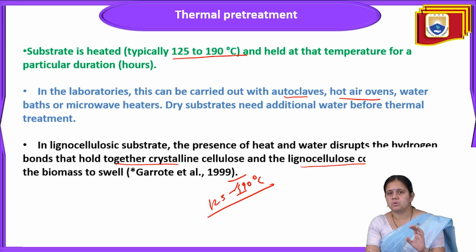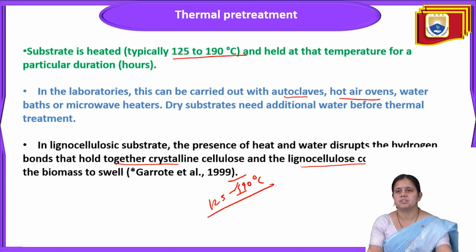So these are the instruments we have talked about for thermal pre-treatment: autoclave, hot air oven, water bath, and microwave heater. And dry substrates are substrates to which additional water is added before the thermal pre-treatment.